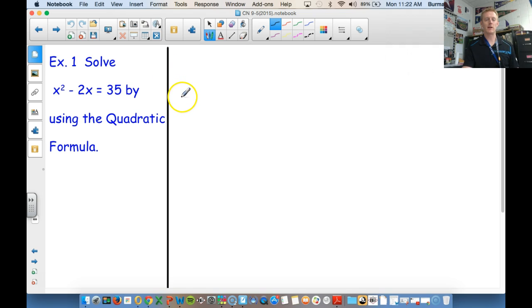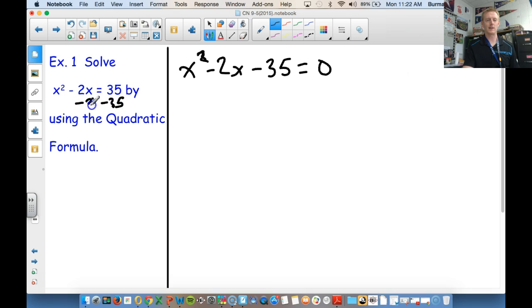All right, so our first process here is we're going to take this first question, and step number 1 is we want to make it equal to 0. So we're going to put it into standard form. So it's going to look like an x squared minus 2x, that's a squared, and a minus 35 is equal to 0 because we subtracted 35 from both sides.